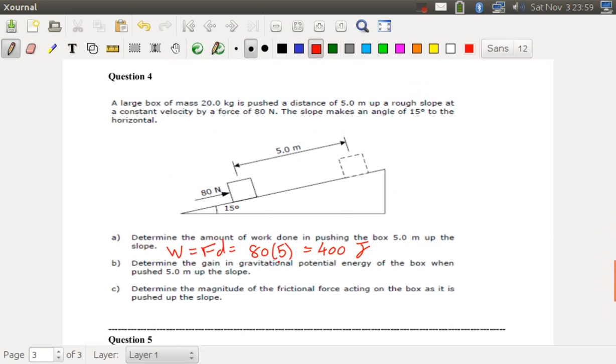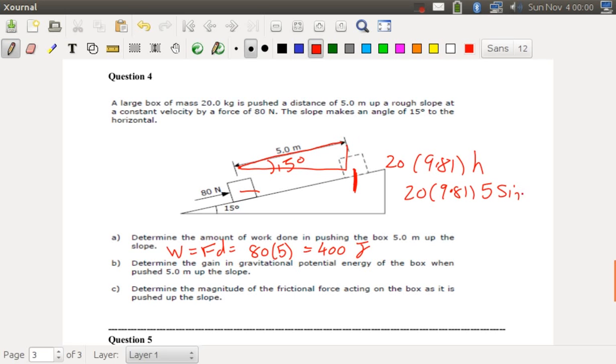Determine the gain in gravitational potential energy. So if I take this as ground level, then the gain in potential energy, or in other words, the potential energy here, that would just be m times g times the height. So all I need to do is find the height here. That's not really a problem because you have the hypotenuse is 5, and you have the angle here is 15. So the height will be 5 sine 15.